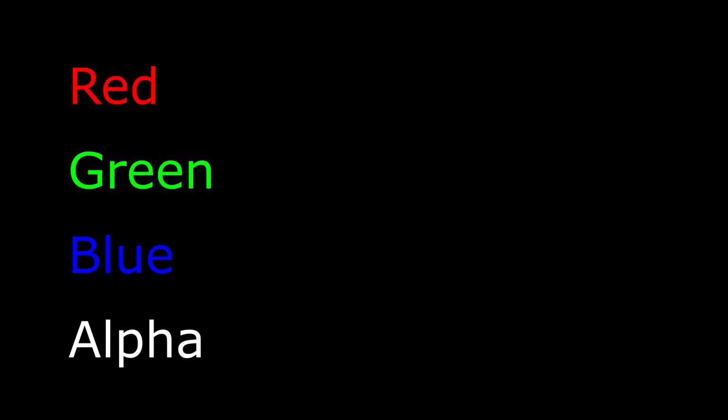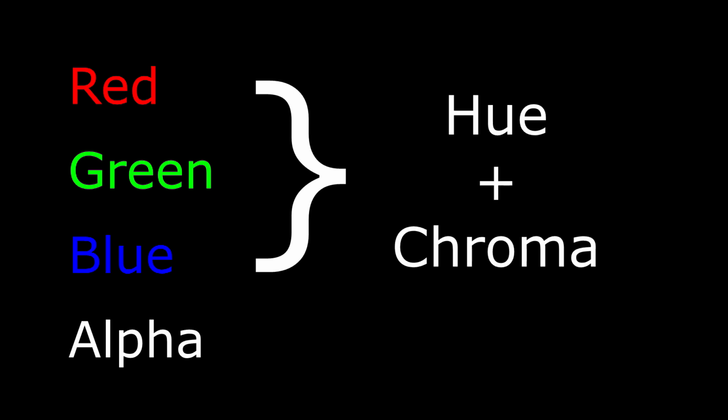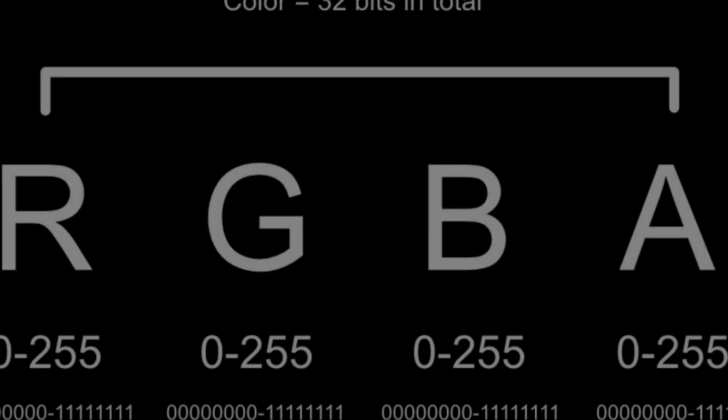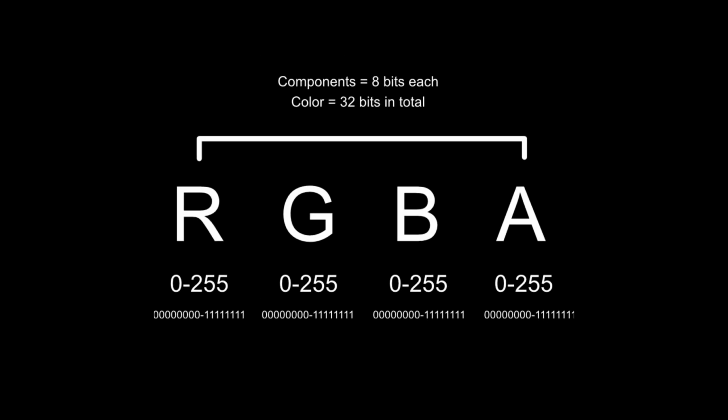In case you didn't know, that acronym stands for red, green, blue, and alpha. The RGB portion determines both the hue and the chroma. Each of the 4 components can have a value between 0 and 255. That's because individually, they are made up of 8 bits.